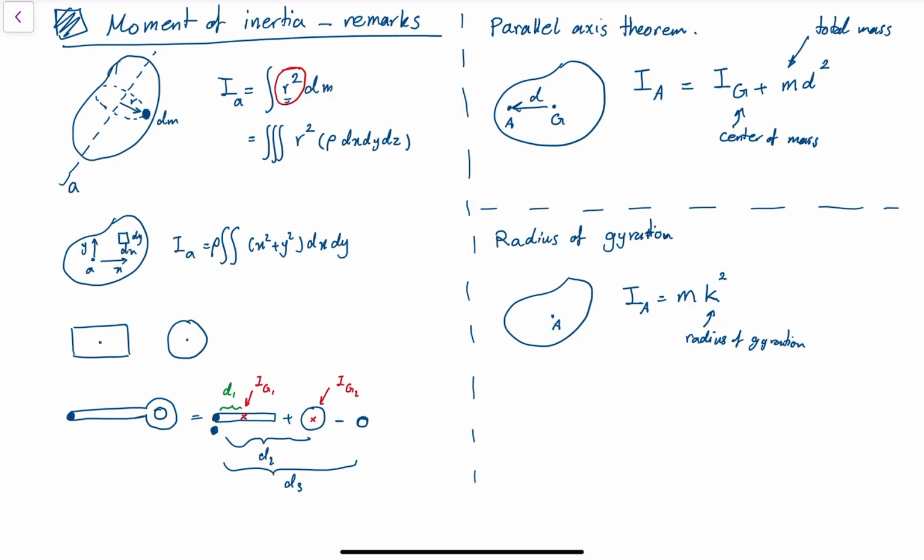Effectively, this radius of gyration means if you have the same body, but you distribute all the mass along a thin ring that has the radius k, these two systems will have the same moment of inertia. So that's a good way you can communicate moment of inertia with some level of generalizability to somebody else.